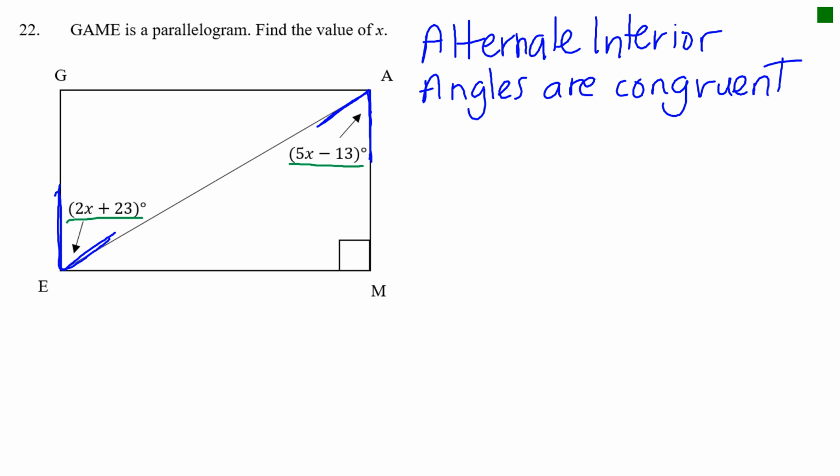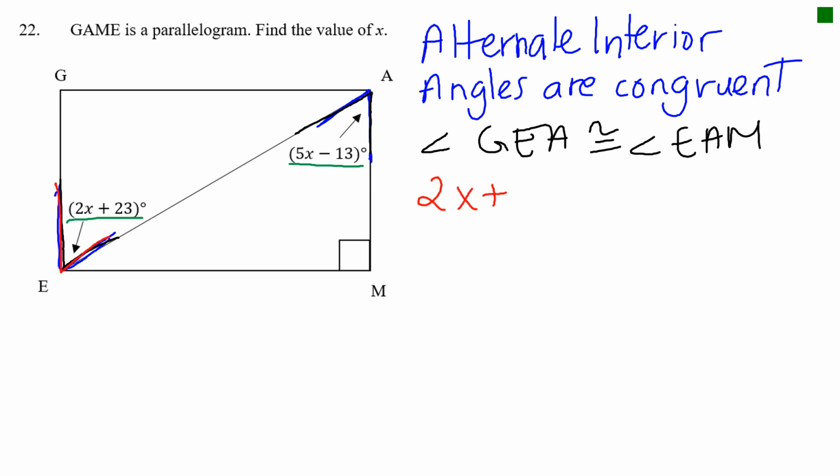So we'll set up our equation. This angle down here is going to be called GEA. So angle GEA is congruent to the top one, which is going to be EAM. Now, wherever we see GEA, we're going to replace it with the bottom angle, which is 2x plus 23.